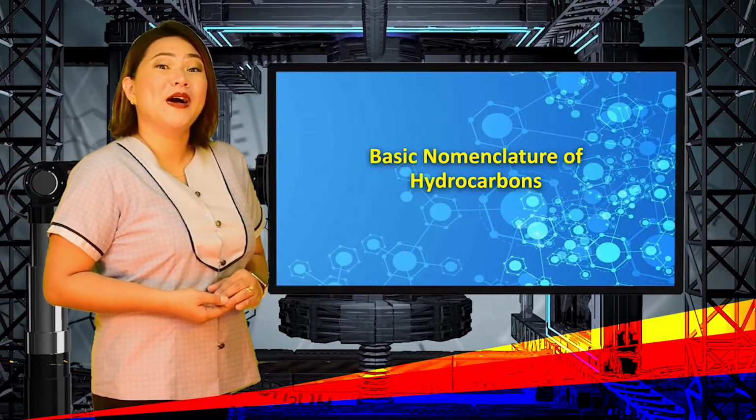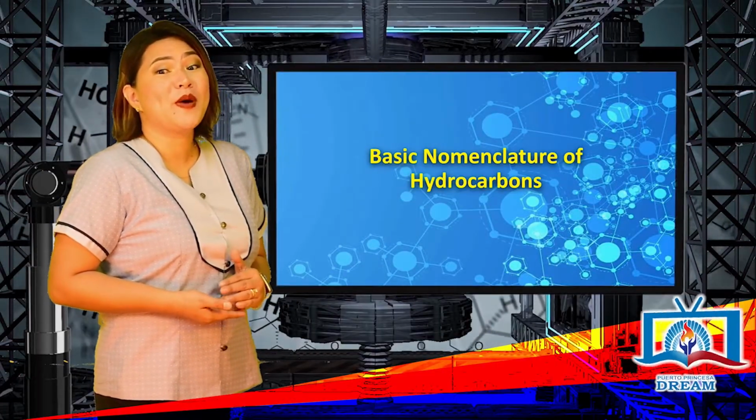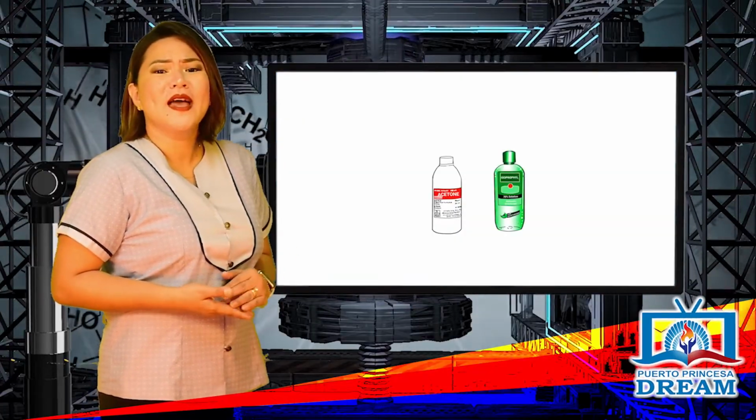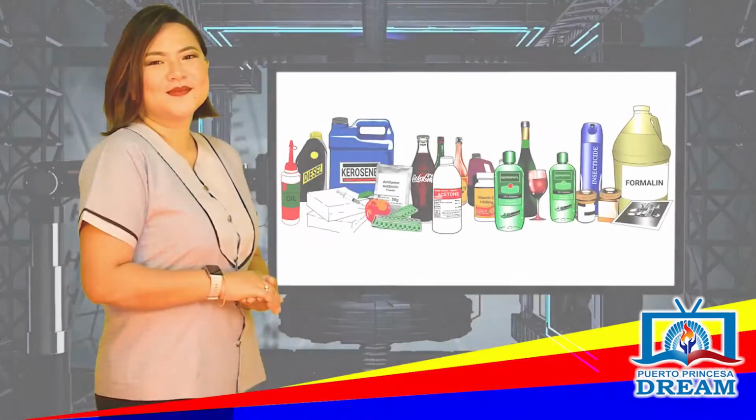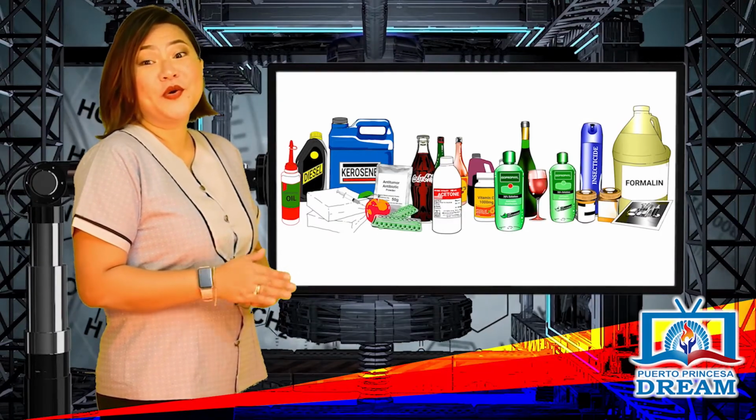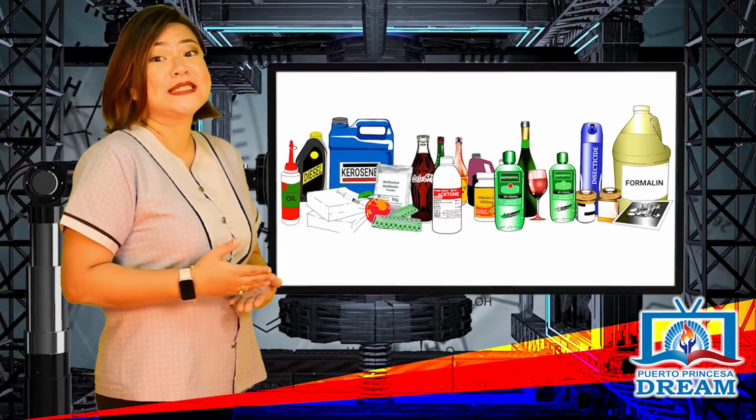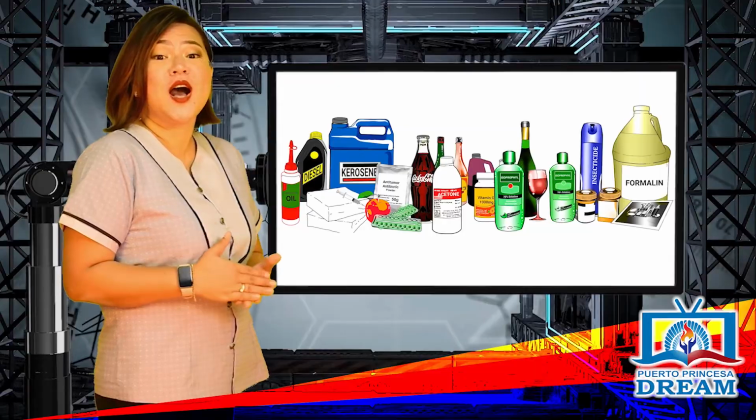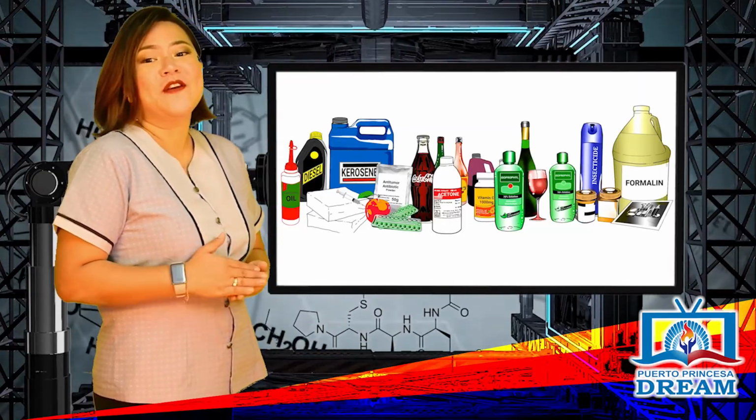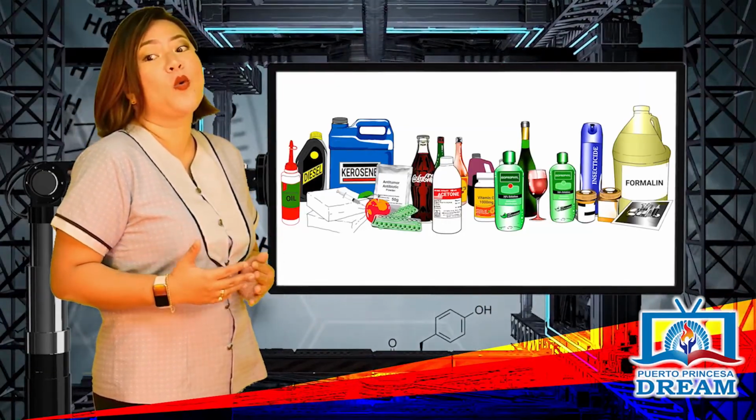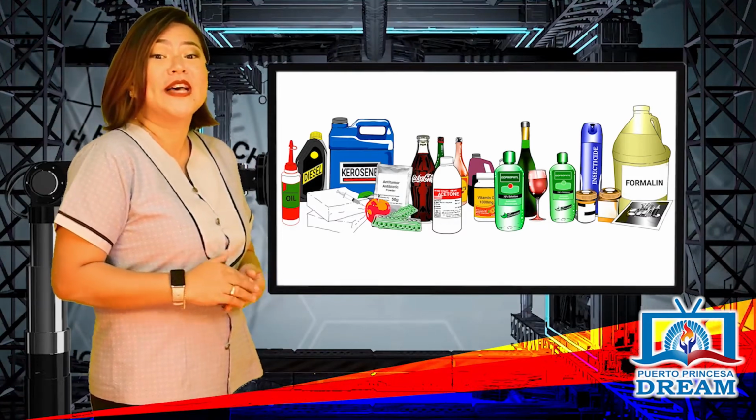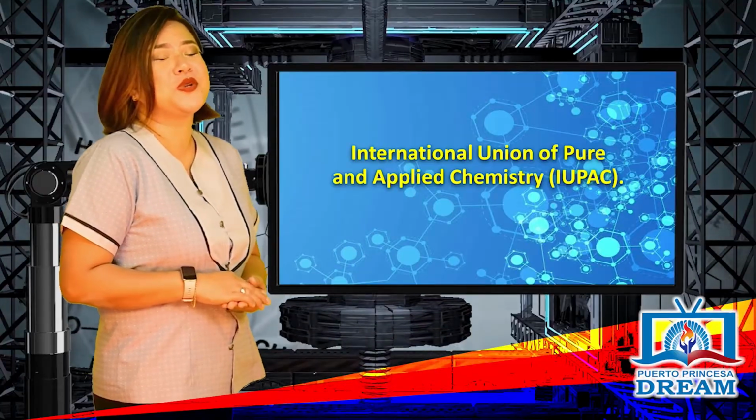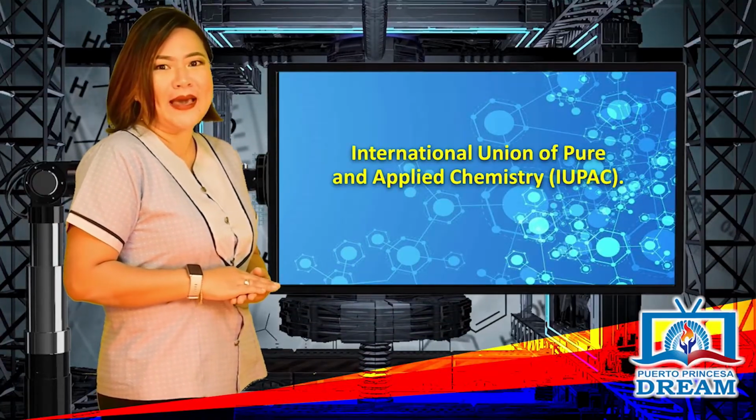Some hydrocarbon compounds are known and easily remembered by their common names. For example, acetone, methyl alcohol, and many others. As you go through this lesson, you will encounter several hydrocarbon compounds, and memorizing their names becomes a tedious job. This confusion is simplified through a systematic way of naming or nomenclature as provided by the International Union of Pure and Applied Chemistry, or IUPAC.